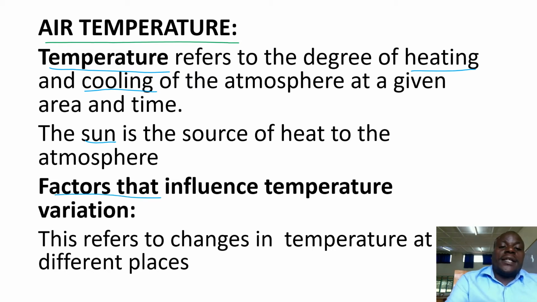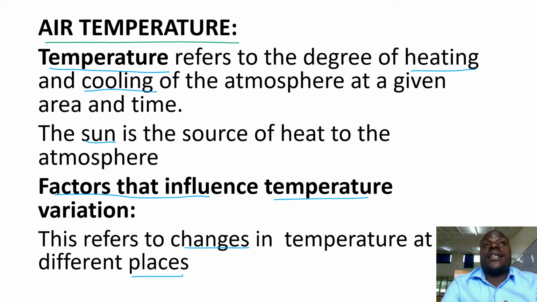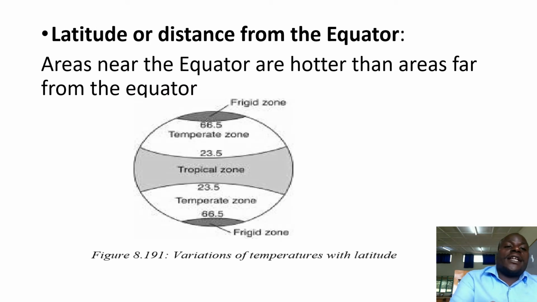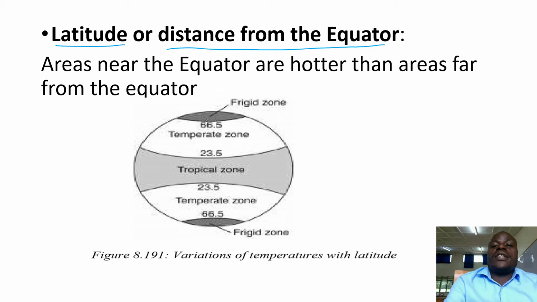Factors that influence temperature variation. Temperature variation refers to changes in temperature at different places. Different places experience different temperature because of a number of factors. Factor number 1, we have latitude or distance from the equator. Areas near the equator are hotter compared to areas far from the equator.